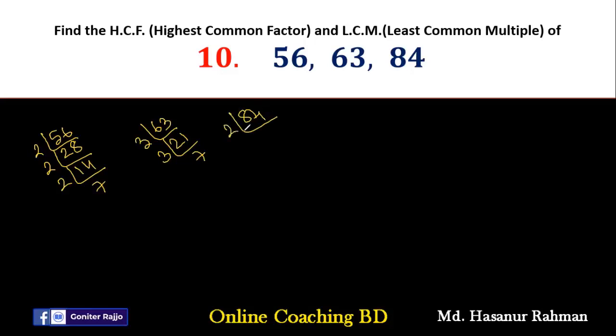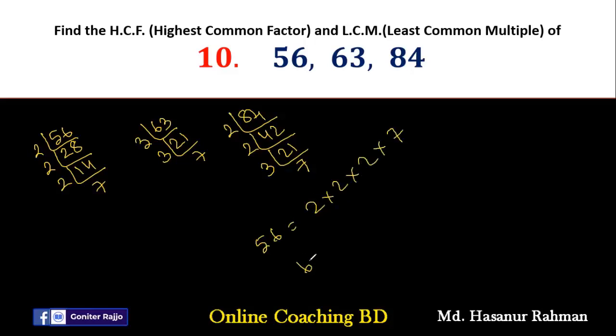We can divide this 84 by 2, we get 42. Again, we can divide this 42 by 2, we get 21, and 3 sevens are 21. So now 56 represents 2 multiplied by 2 multiplied by 2 multiplied by 7. 63 represents 3 multiplied by 3 multiplied by 7. And 84 represents 2 multiplied by 2 multiplied by 3 multiplied by 7.